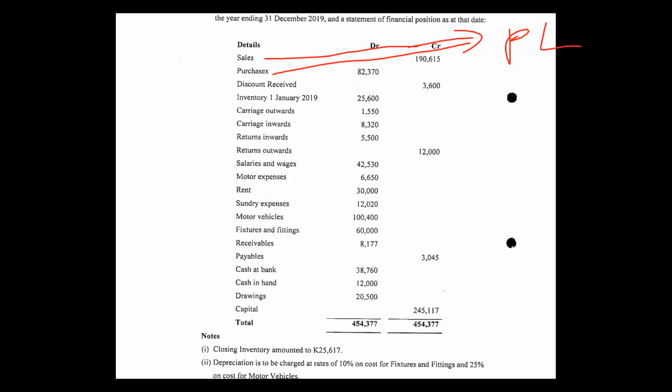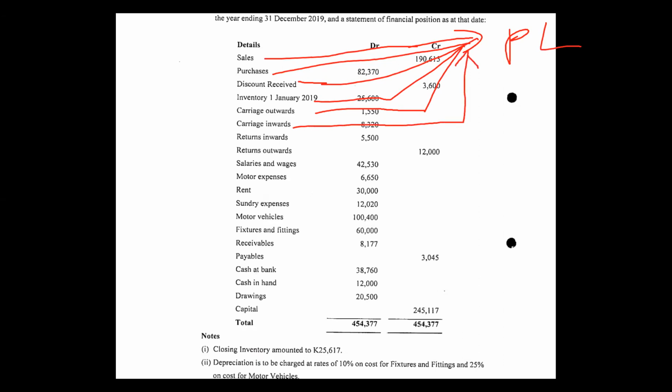Discount received. Profit and loss. It's the other income. Opening inventory, in the profit and loss. Carriage outward, profit and loss as well. It's an expense, this one. Carriage inward, profit and loss, is a cost.